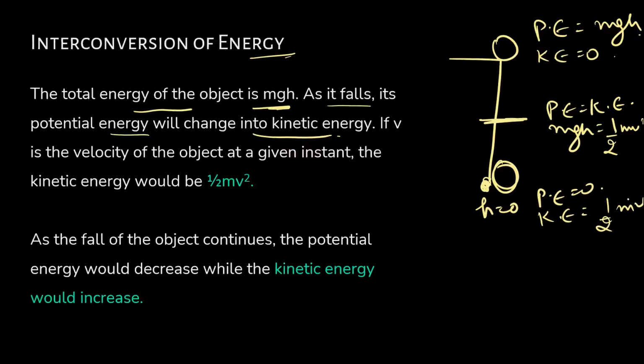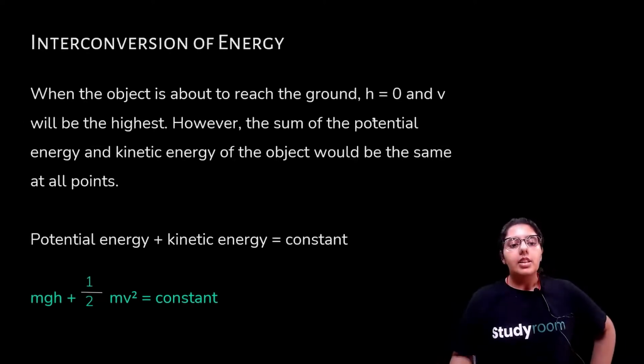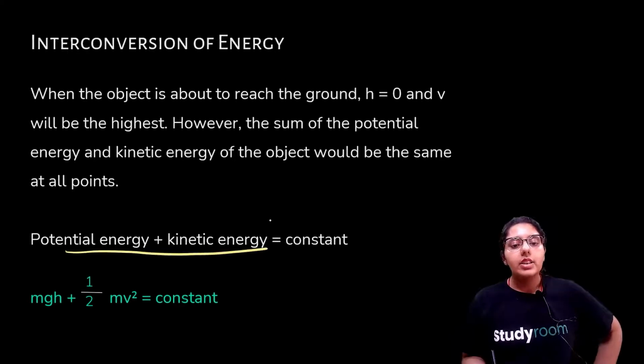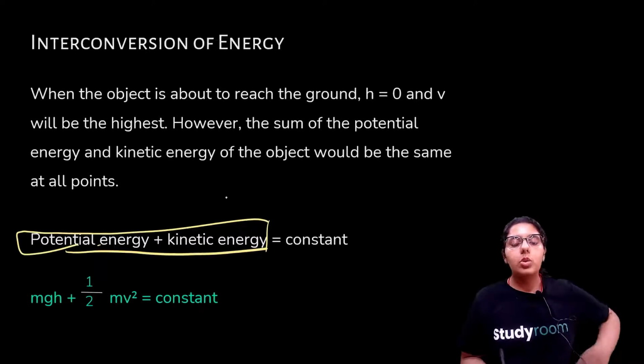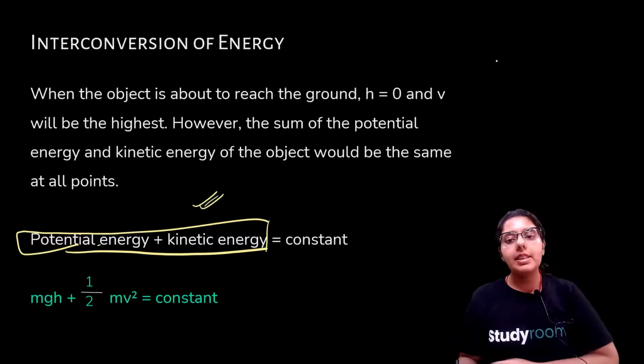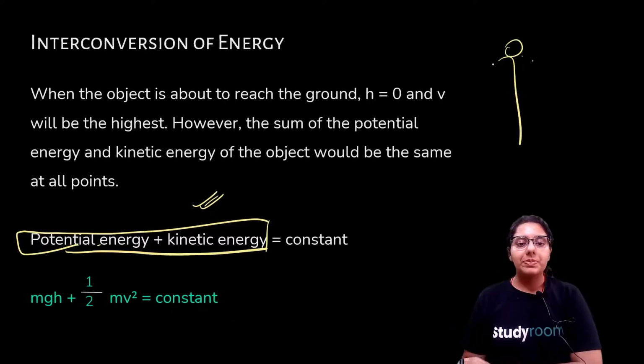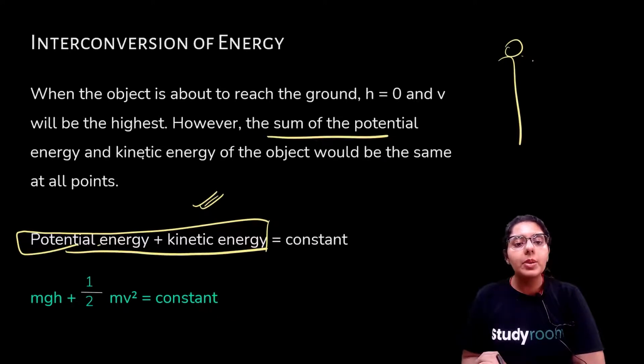square, right? As the fall of the object continues, the potential energy would decrease. Yes, potential energy is decreasing as the fall continues and kinetic energy is increasing, right? Here kinetic energy is maximum and at top the potential energy is maximum. Potential energy plus kinetic energy is equal to constant. So your total energy, for example, in this case is potential energy plus kinetic energy. The sum of potential energy and kinetic energy would be same at all points.